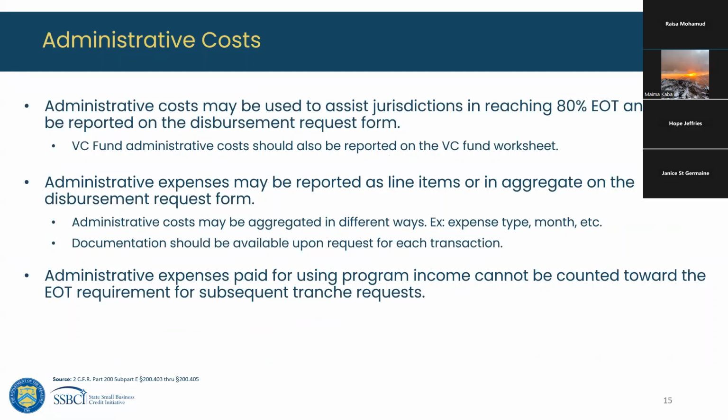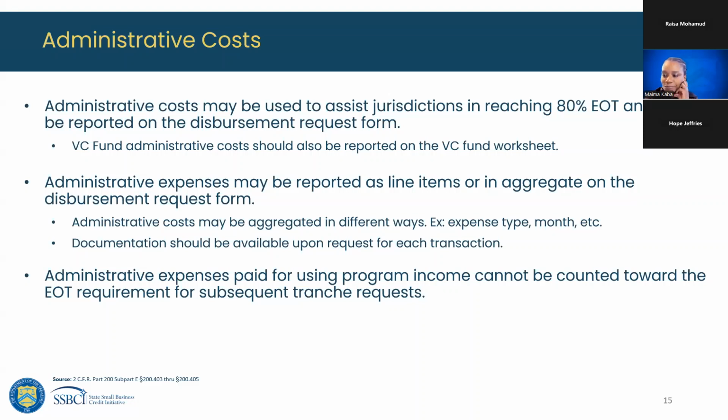And so we're going to go into another tab of the disbursement request form, which is administrative costs. On the administrative costs tab, firstly, the most important thing is to remember that administrative costs should be in line with 2 CFR, and they should be allowable, allocable, and reasonable. One important thing to note for admin costs as it relates to disbursement is that administrative costs may be used to assist jurisdictions in reaching their 80% EOT and should be reported on the disbursement request form.